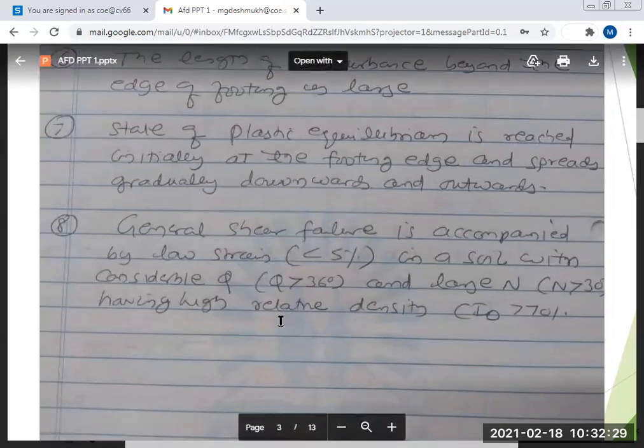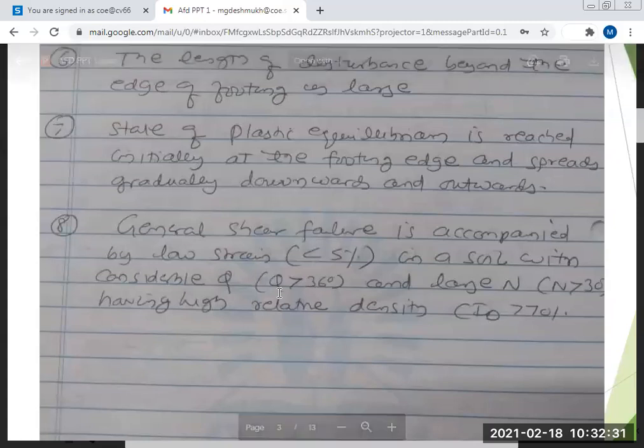Second is the angle of shearing, C and phi, you know very well. Phi is the angle of shearing resistance. So for angle of shearing resistance, a soil with considerable phi greater than 36 degrees is called general shear failure. And if phi is less than 25 degrees, it is called local shear failure. So these values should be remembered by you.